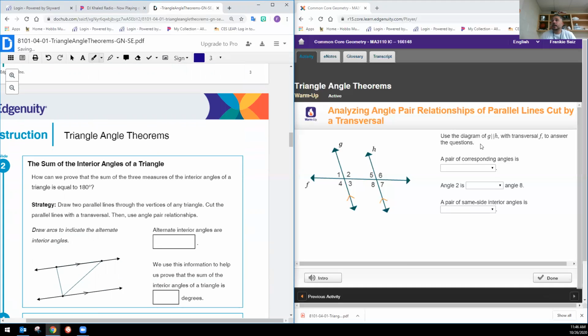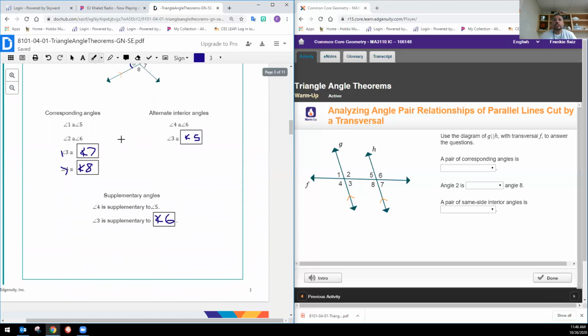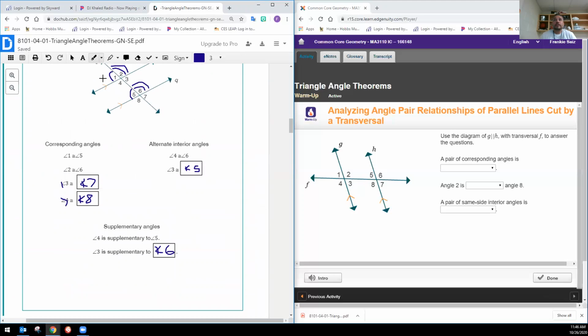Use the diagram of line G, which is parallel to line H, with the transversal F, to answer the questions. Okay, a pair of corresponding angles in here are going to be these 2 right here. 4 and 5 are corresponding. 1 and 8 are corresponding. 3 and 6, again, this and this. Wherever these two are, these two are, and those 2 are. Okay, if you don't understand what they are, you could just look and compare these ones. Angle 1 and 5, angle 1 and 5. So angle 1 and 5 on this one are also corresponding.